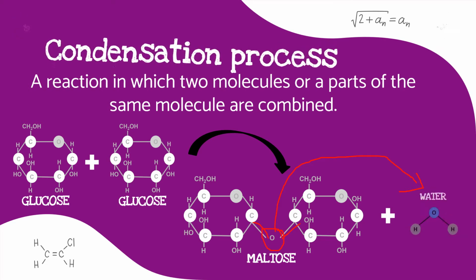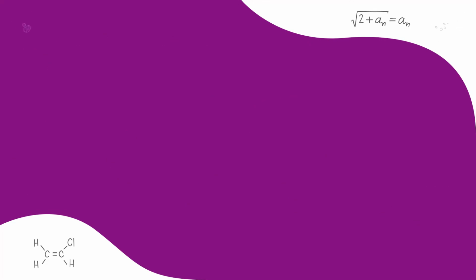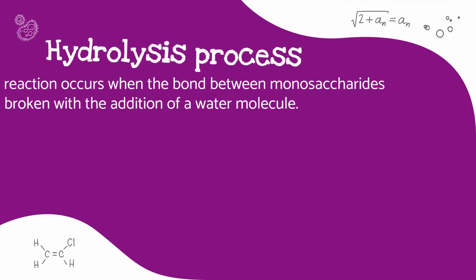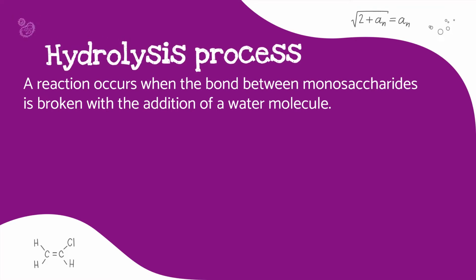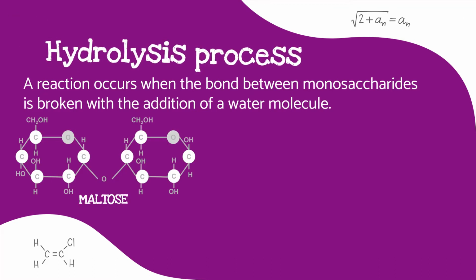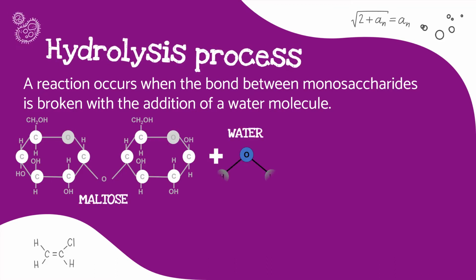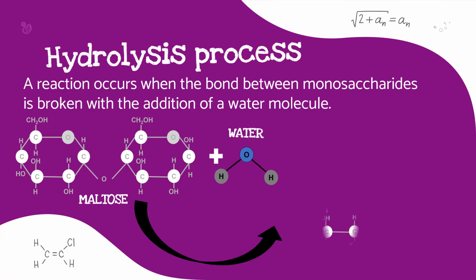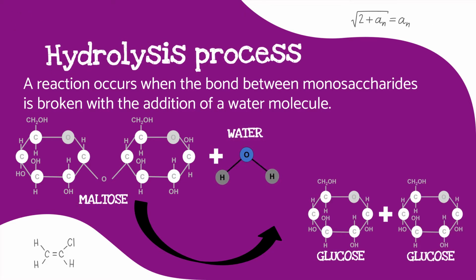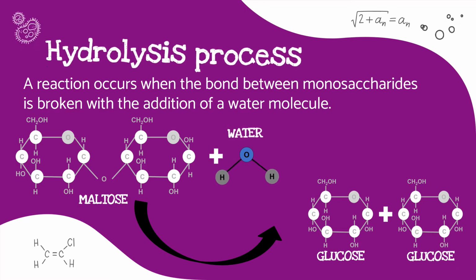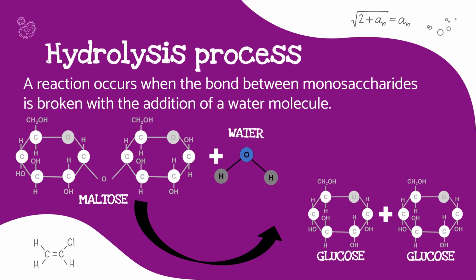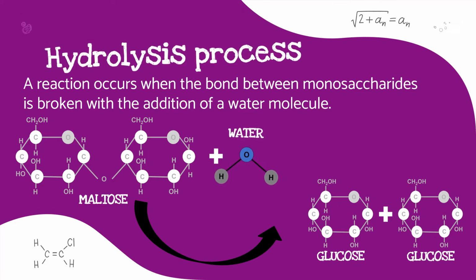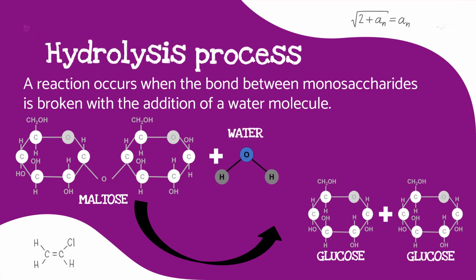Now, the reverse process of condensation is called hydrolysis, a reaction in which the bond between monosaccharides is broken with the addition of a water molecule. So let's say we have a maltose sugar and we add water into it to break down the molecule and form 2 molecules of glucose. It is also the reason why sugar is soluble in water, meaning they are being broken down by the water molecules.